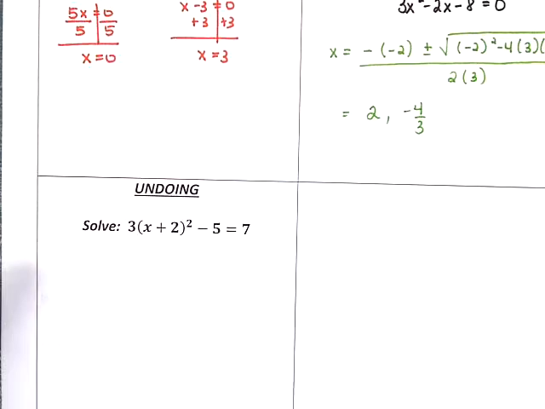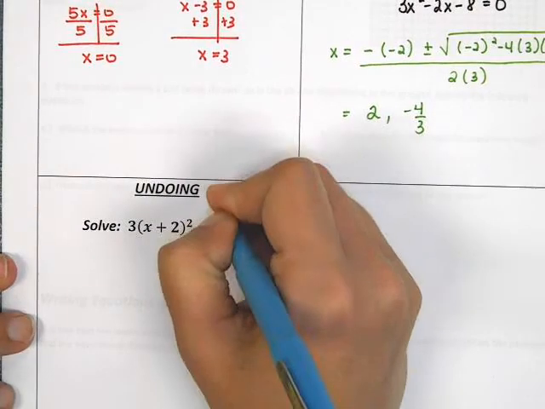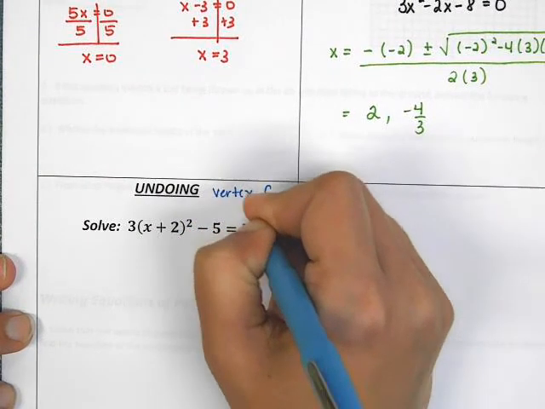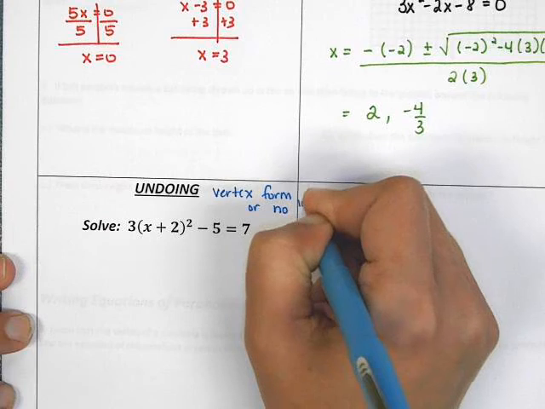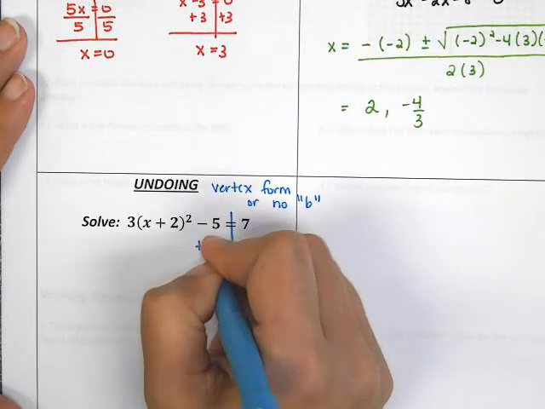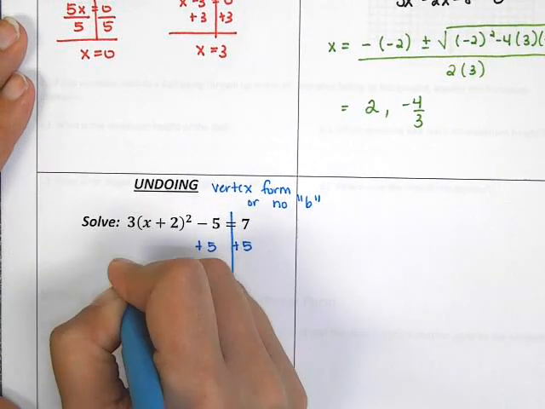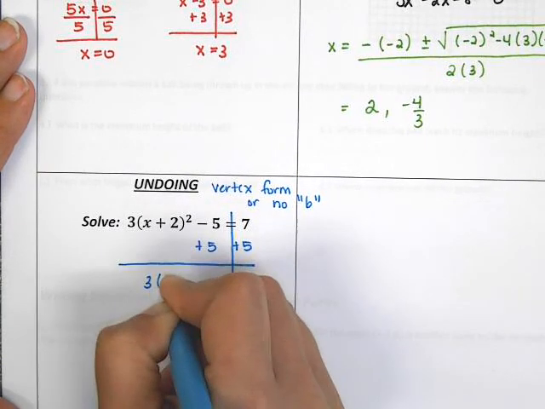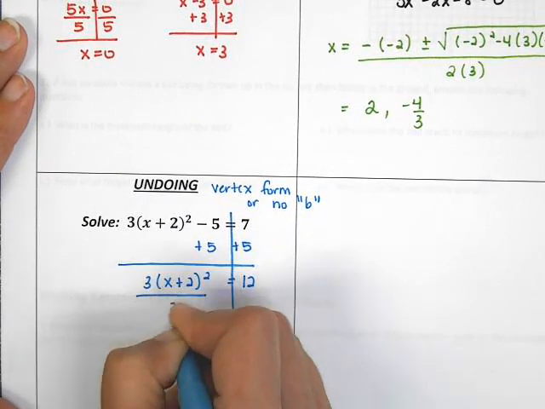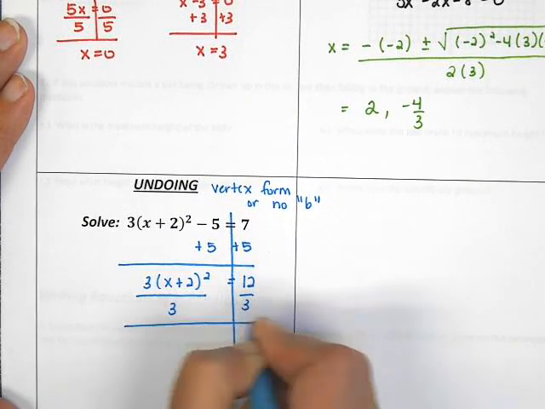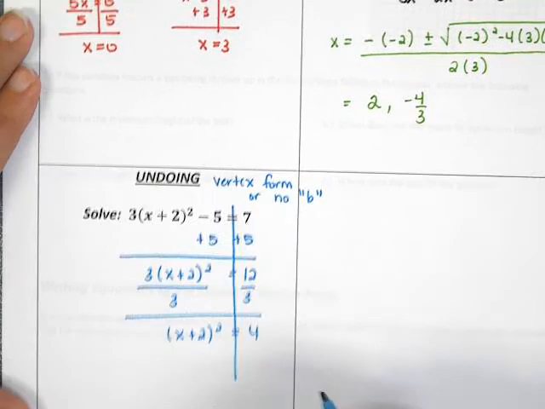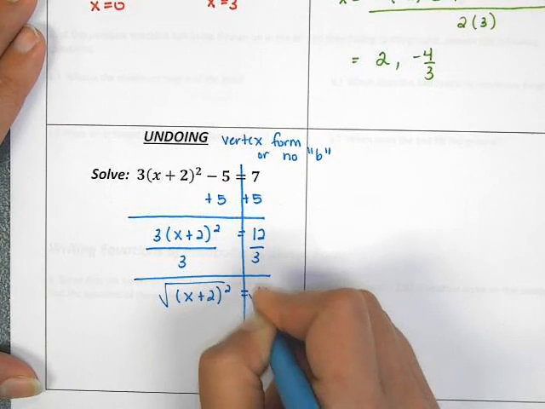Finally, we learned we could solve by undoing, which we're going to do when there's vertex form or there's no b. In this case, it's vertex form. The first thing I would do is add 5 on both sides. I would get 3 parentheses x plus 2 squared equals 12. I would divide by 3 on both sides. So parentheses x plus 2 squared equals 4. I would square root both sides.